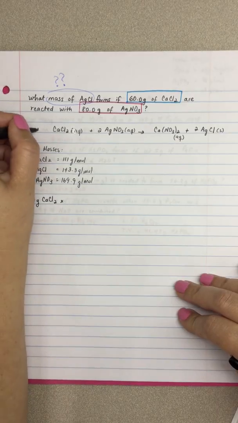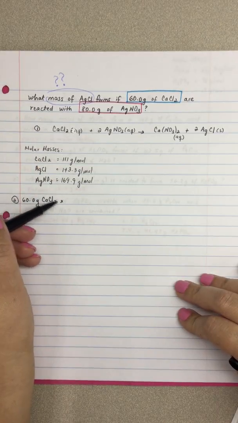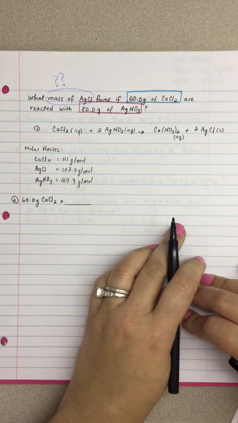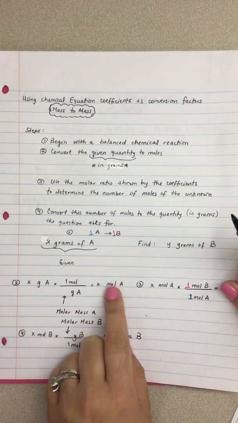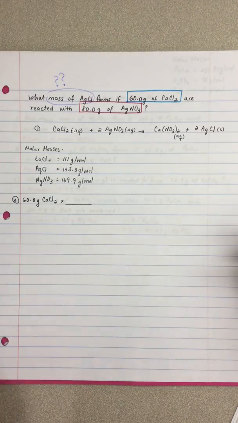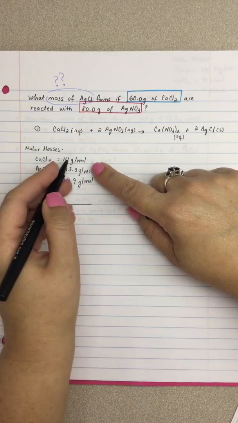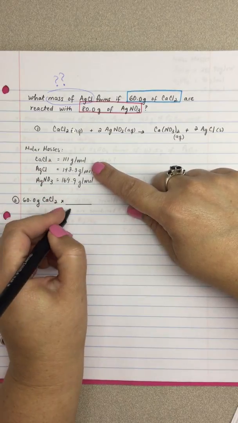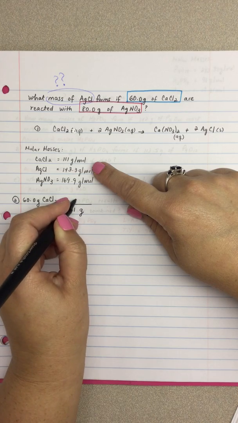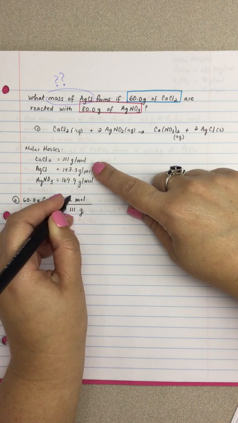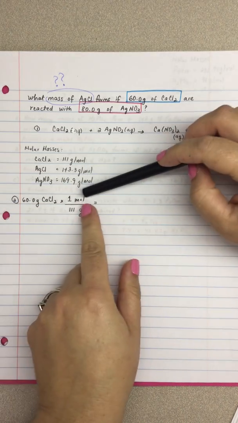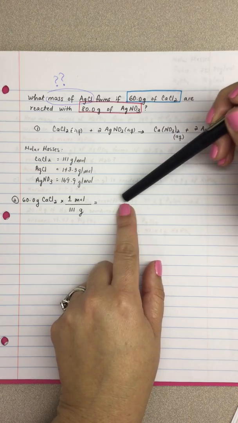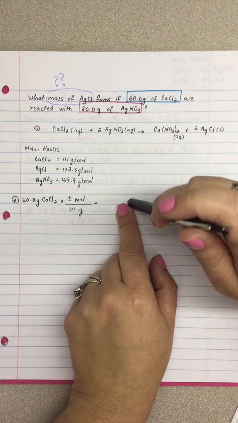This is step number 2. That's step number 1. I have the grams of calcium chloride, and I want to convert that to moles of calcium chloride right here. Grams of A, the given, and I want moles of A. So I need to divide by the molar mass of A. So I have calcium chloride here listed as 111 grams, so that's 111 grams per mole of calcium chloride. So that's my first step. That is going to give you a number that is in moles of calcium chloride.